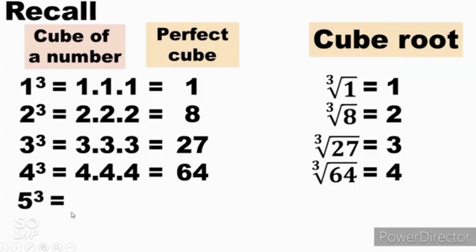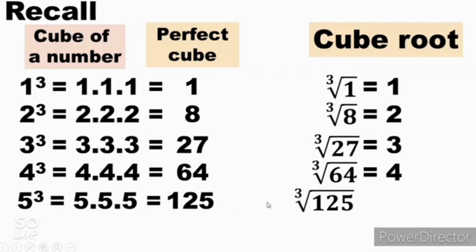Okay, next we have 5 cube and it is equivalent to 5 times 5 times 5. 5 times 5 equals 25 times 5 equals 125. Exponential form of 125 is 5 cube. And to find the cube root of 125, the answer is, okay, 5.